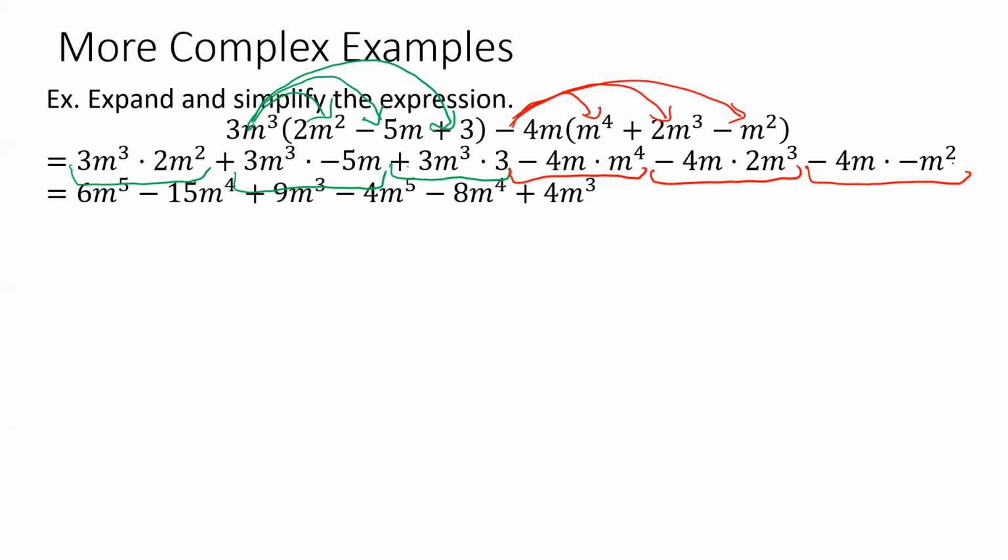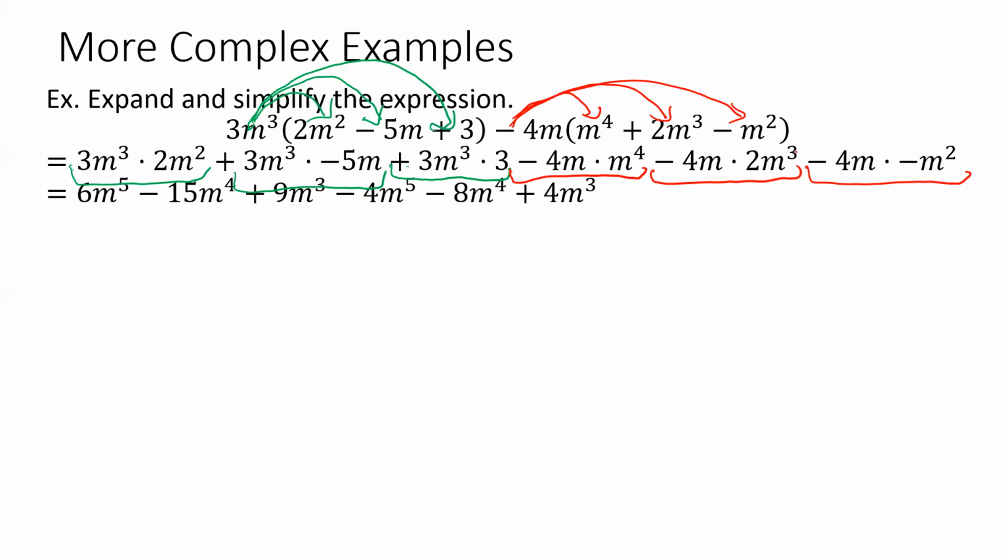So 3m cubed multiplied by 2m squared is going to give us 6m to the power of 5. 3m cubed multiplied by negative 5m is going to give us negative 15m to the power of 4. And 3m cubed multiplied by 3 is going to give us 9m to the power of 3. And our next part, we continue on. We have negative 4m multiplied by m to the power of 4 gives us negative 4m to the power of 5.